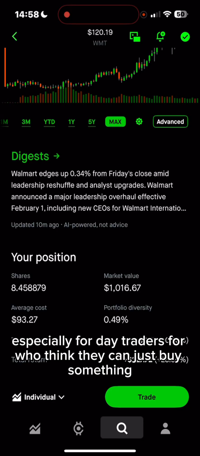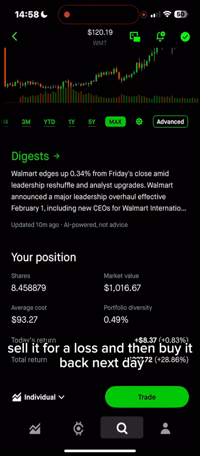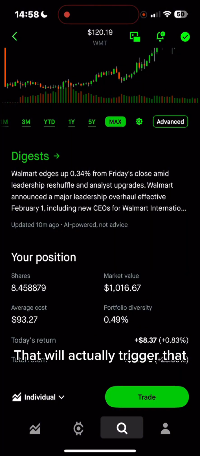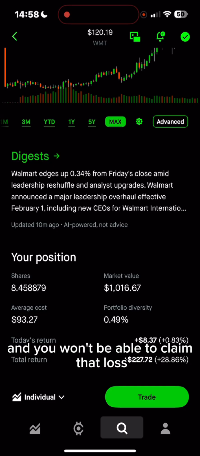Especially for day traders who think they can just buy something, sell it for a loss, and then buy it back next day, that will actually trigger that, and you won't be able to claim that loss.